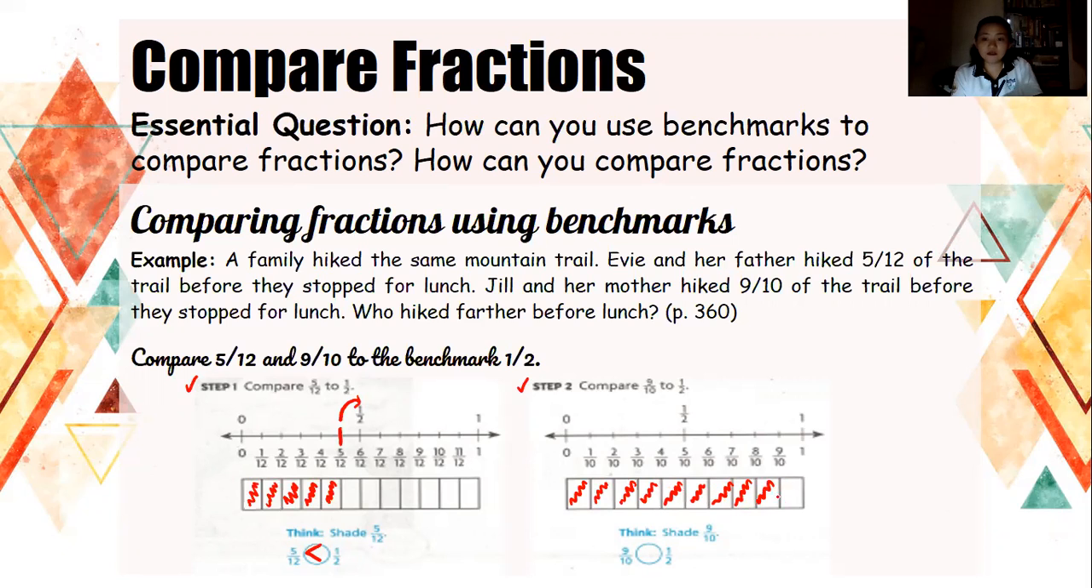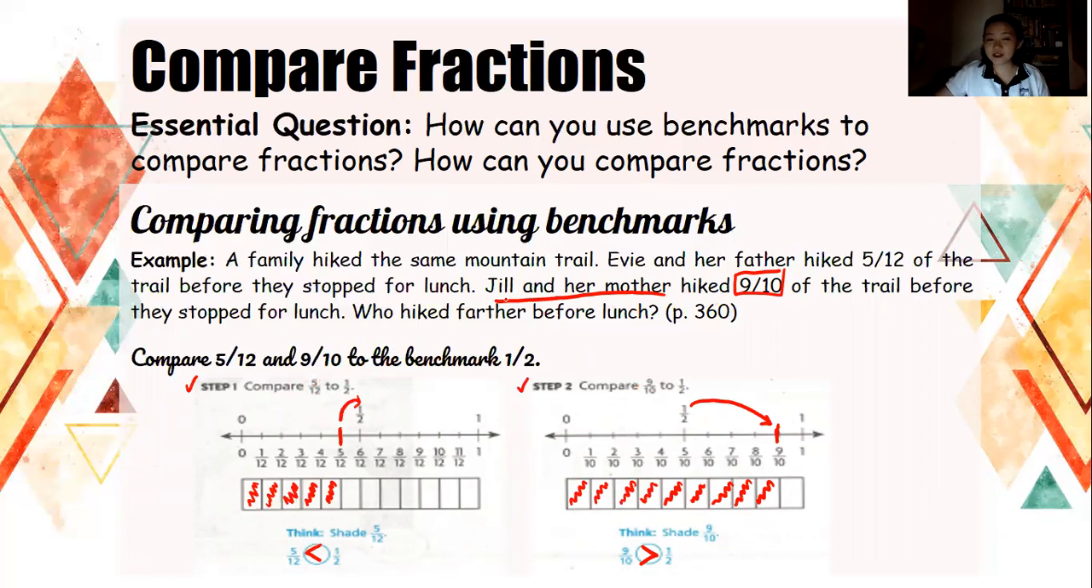Shading 9 parts out of 10 and also identifying its position on the number line, we can see that 1/2 now is smaller than 9/10 because 1/2 is at the left side of 9/10. So I can use this symbol, greater than. Now to answer the question, who hiked farther before lunch? Is it Evie and her father, or Jill and her mother, which is 9/10? The correct answer is 9/10, or Jill and her mother.